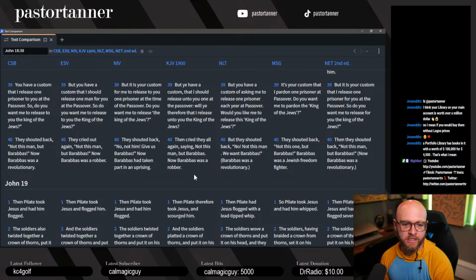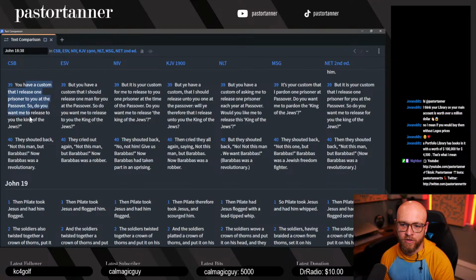Robber in the ESV and the KJV; I honestly have a feeling that the ESV is just trying to be a little more consistent with the KJV at this point. The NIV, I like how dynamic this is, had taken part in an uprising. And I don't mind the Message here, Jewish freedom fighter. Again, recognizing that we might want to look up what is a Jewish freedom fighter, all the Message is doing here is prompting us to dig into, historically speaking, what kind of revolutionary Barabbas would be. You see what I mean? And that's why it's handy.